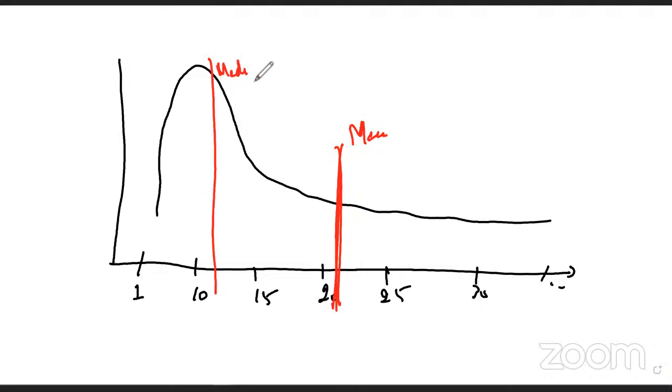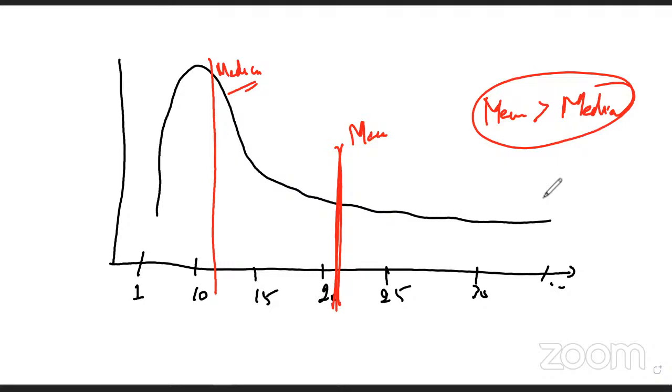Because it's an outlier basically, I'm not going to get the outlier in median. So my mean will be greater than median in right skewness. Got my point, everyone?